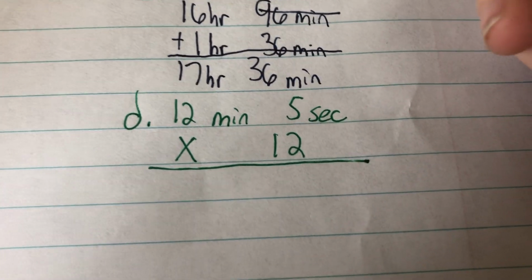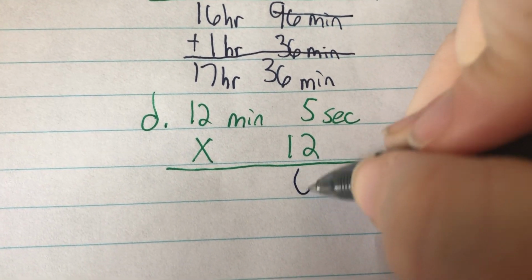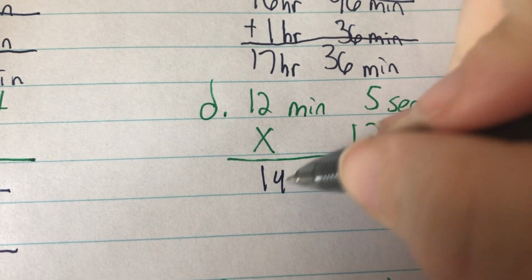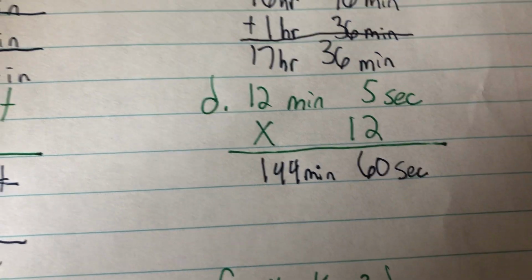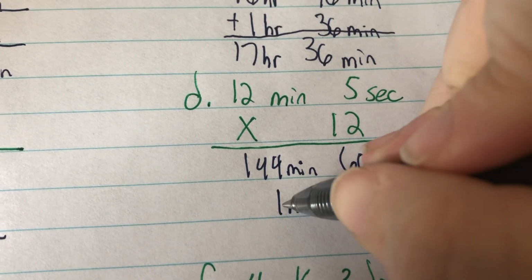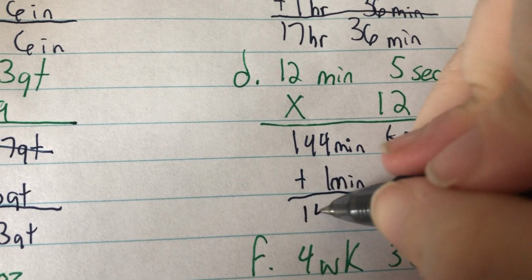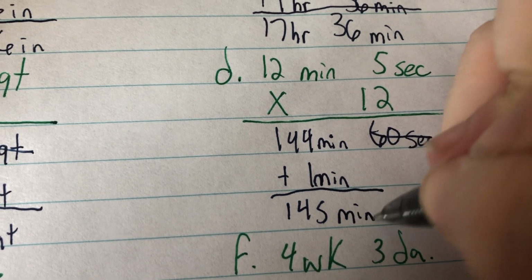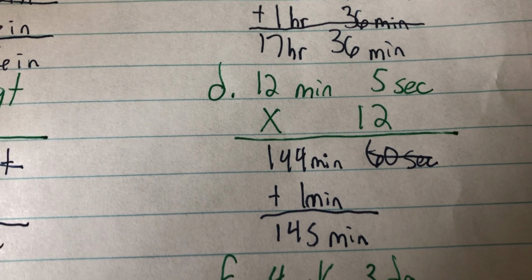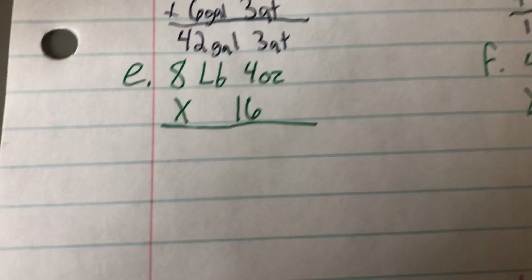D, 12 minutes 5 seconds times 12. 12 times 5 is 60 seconds. 12 times 12 is 144 minutes. We know that 60 seconds equals 1 minute. Add it, 145 minutes. We could then turn that into hours and minutes. However, since it started us with the unit minutes, we're going to keep that unit and stay in minutes.